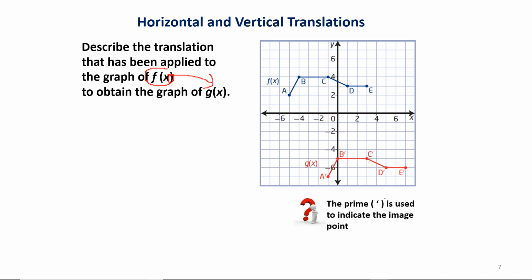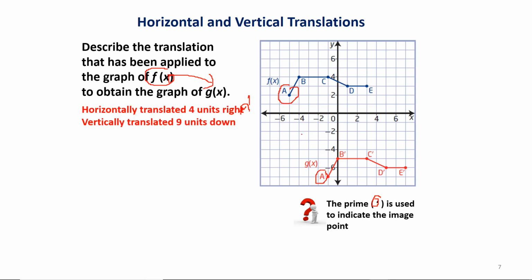This prime is used to indicate the image point, that is, where A was. What will be the image point? A dash. Similarly for C, D, E we have the others, C dash, D dash, E dash, B dash, like this. The graph is horizontally translated 4 units, from this point to this point it has come, and then vertically translated downwards like this.